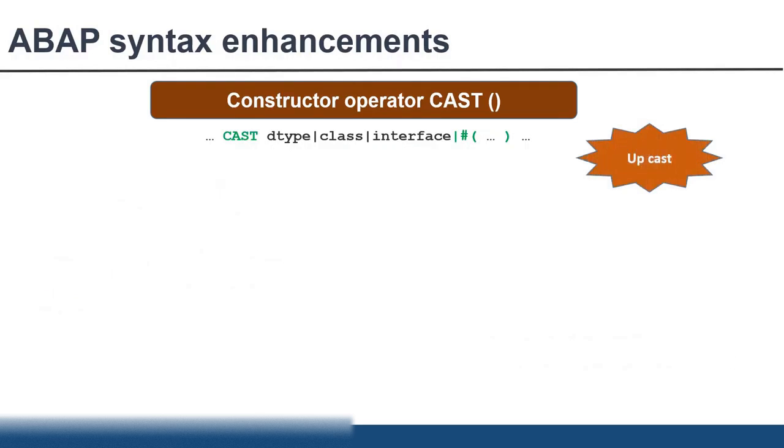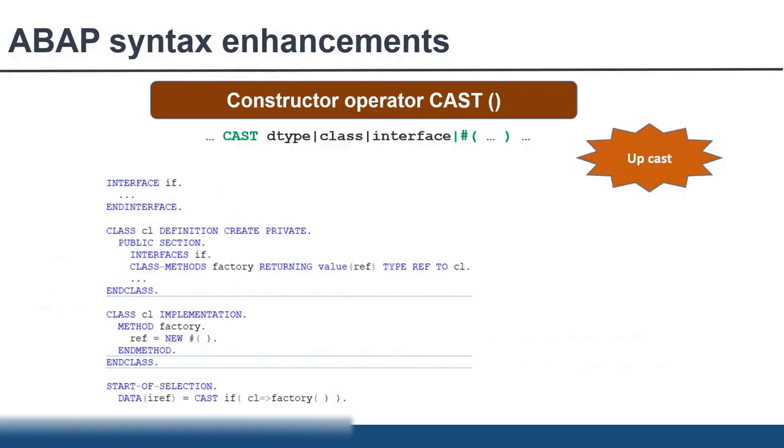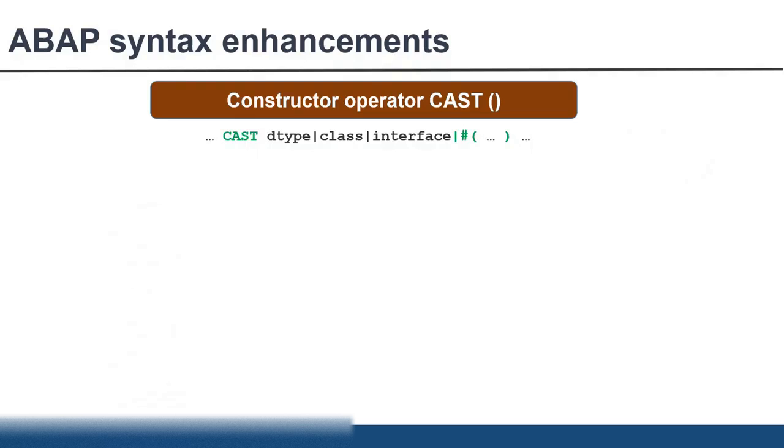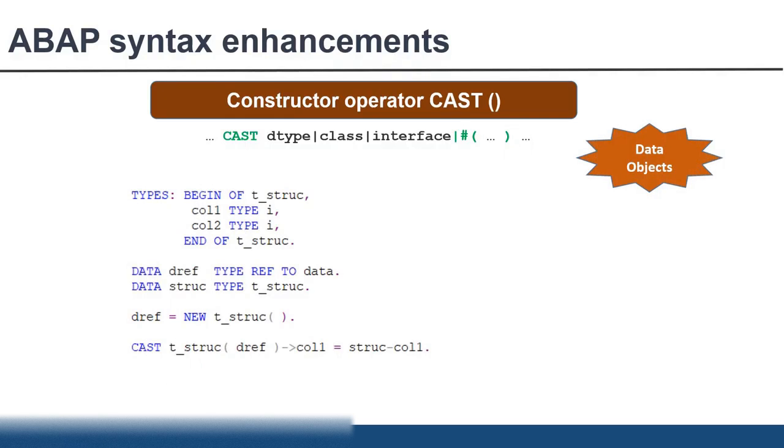An example of upcast. The static type of the reference variable iref declared inline should be the interface, not the class. An example of using data objects with CAST. For a constructor expression with CAST, followed by the assignment operator is a left-hand side expression, where you can assign values to it.